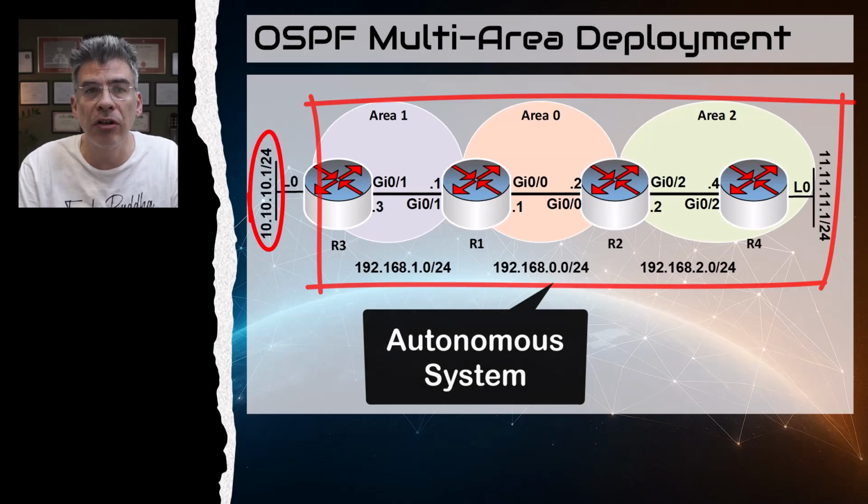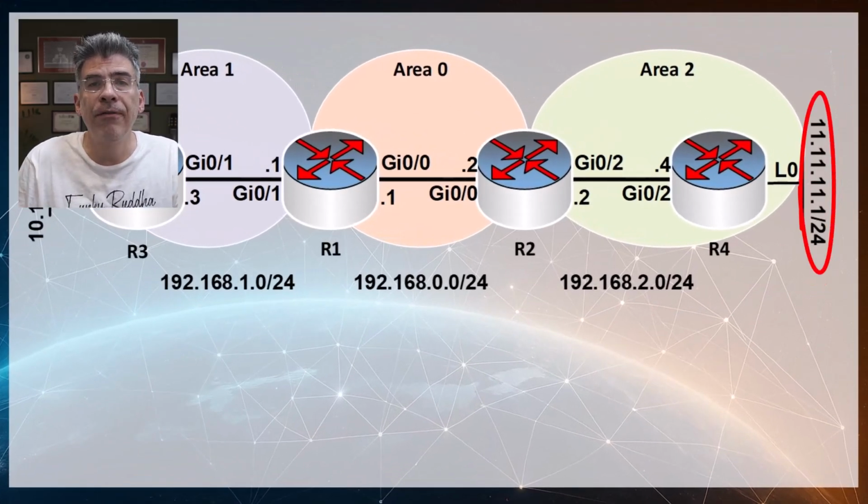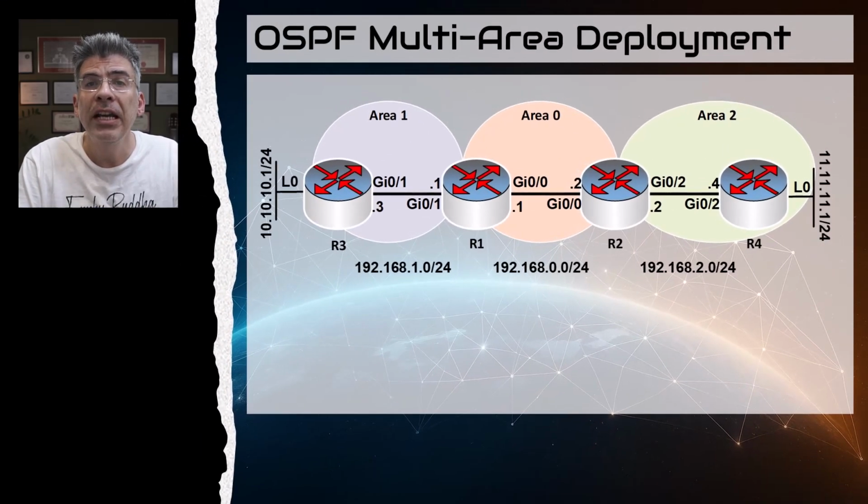considered external. Now, this loopback on R4 is inside area 2, which means that it is being advertised directly using OSPF. So R4 is not an ASBR. We'll see how this distinction appears in the OSPF routes that are shared and how they are displayed in the routing table. Now, before we get into the configurations, let's first express some rules concerning areas.